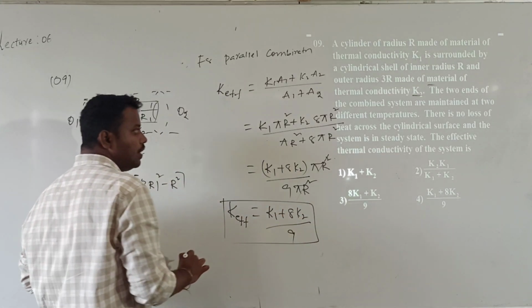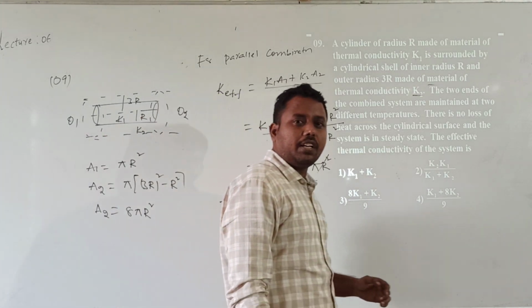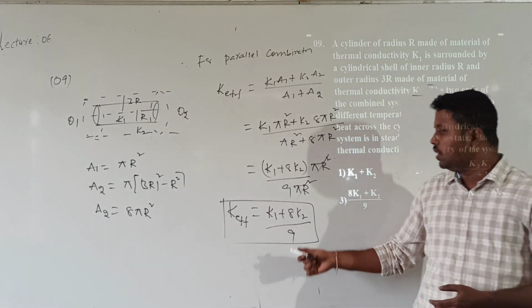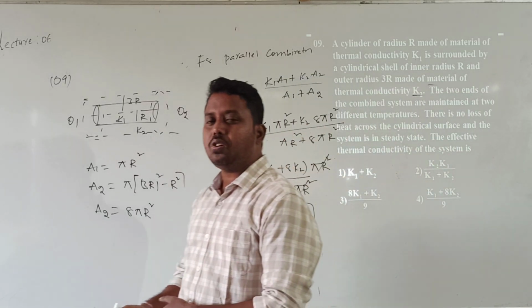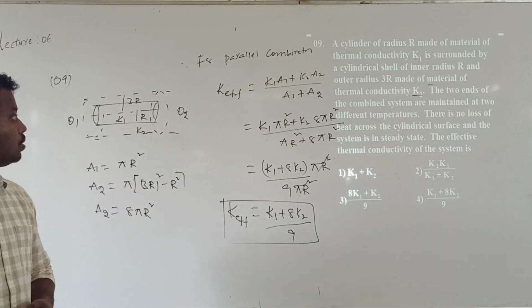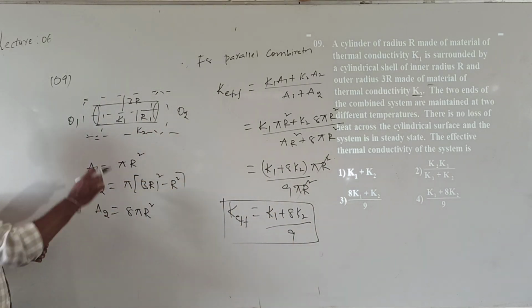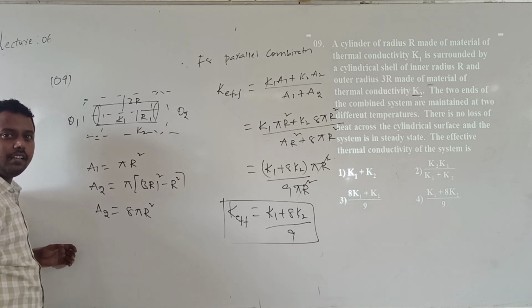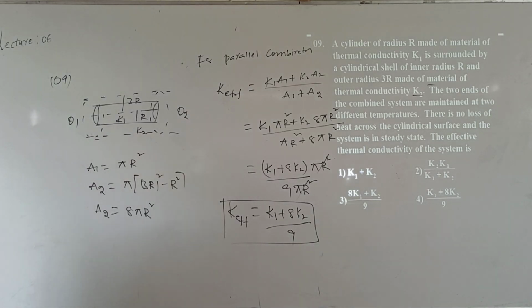Okay now, for this system, what is the effective thermal conductivity value given by this? K effective is equal to K1 plus 8 into K2 divided by 9. Question understood? So this is equivalent to a parallel combination of two rods. Okay? So that was question number 9. Next one.